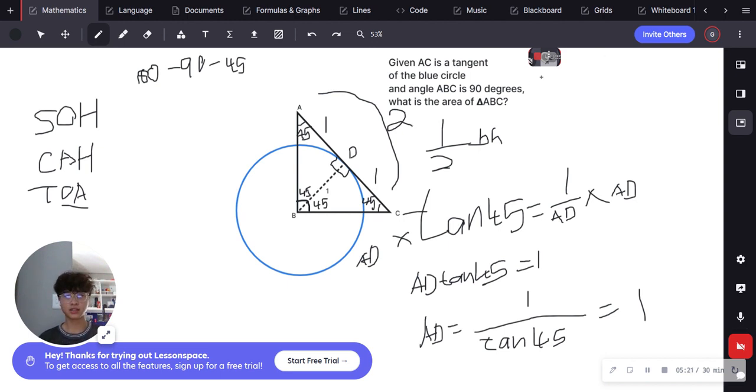So now we can calculate the area of ABC. We just plug in the values. Half, the base is 2, and the height is 1. Thus, the area of triangle ABC equals 1.